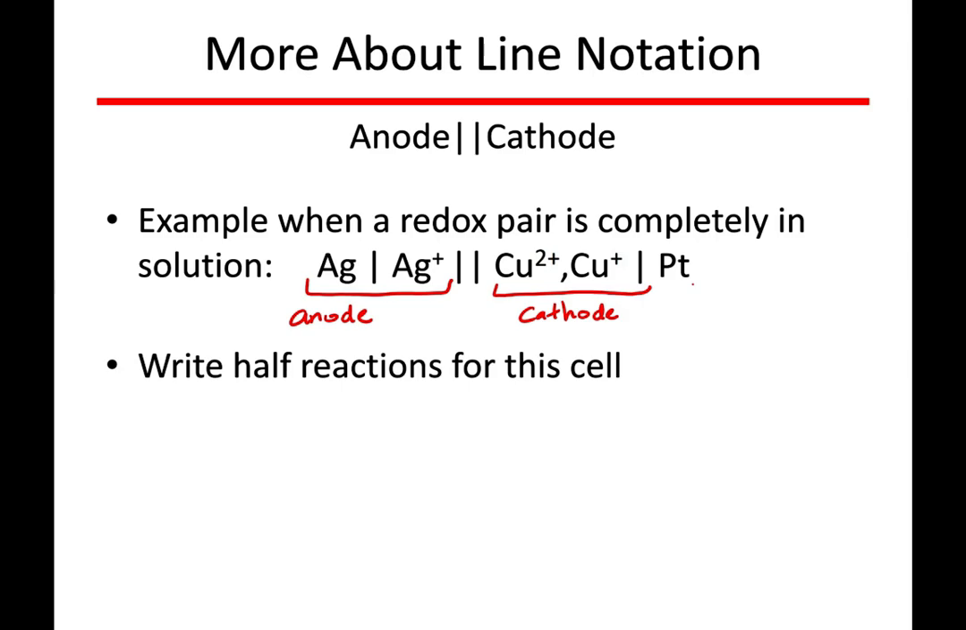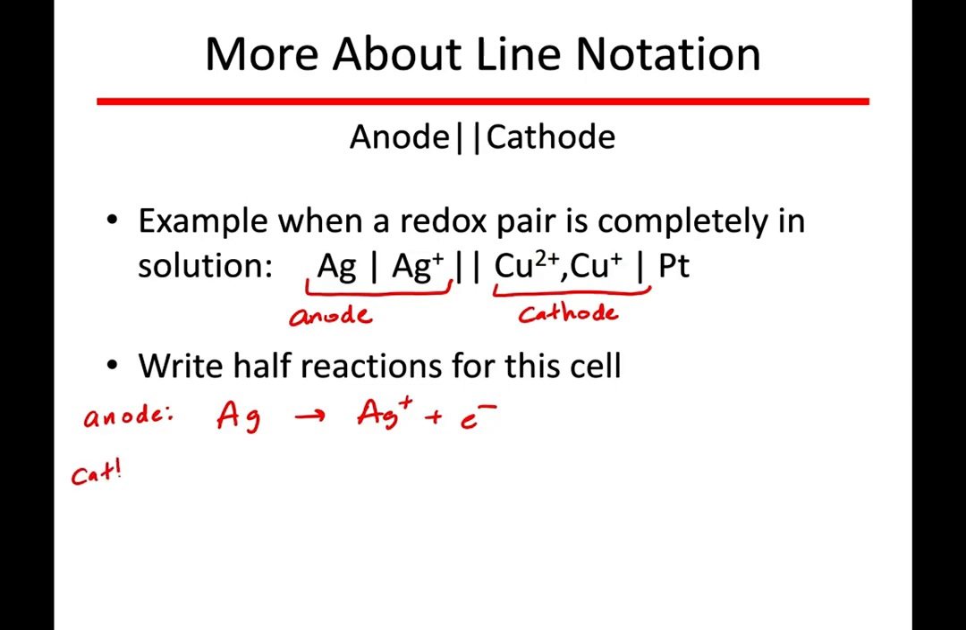And the platinum is just a wire that's being used to provide electrical contact with the solution. The platinum itself will not take part in the reaction, so we're not going to write platinum in the reaction at all. The platinum is just there as a wire to provide electrical contact with the solution so that electrons can flow into this solution. With that in mind, let's write out the half reactions for this cell. So for the anode, right, that is pretty standard with what we've discussed in our previous two examples. Ag goes to Ag+, and you need an electron to balance the charge.